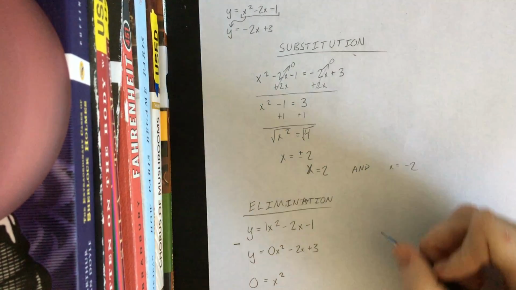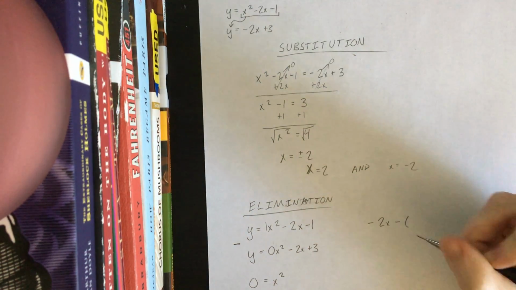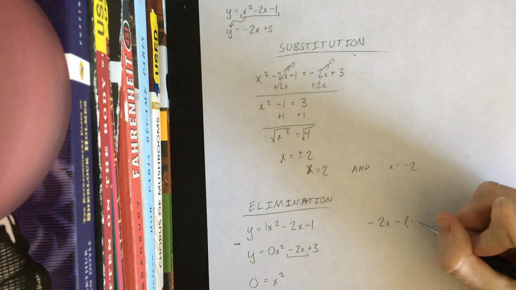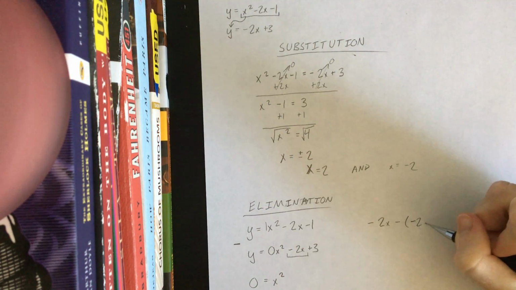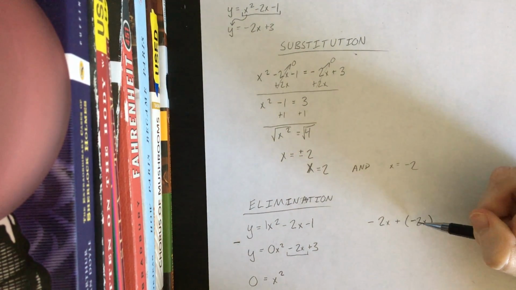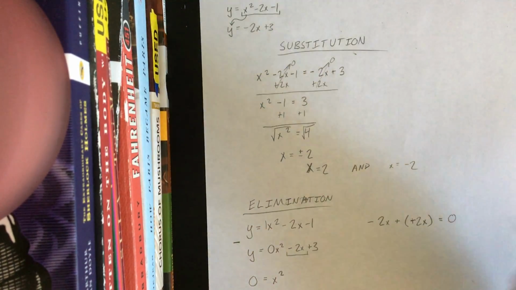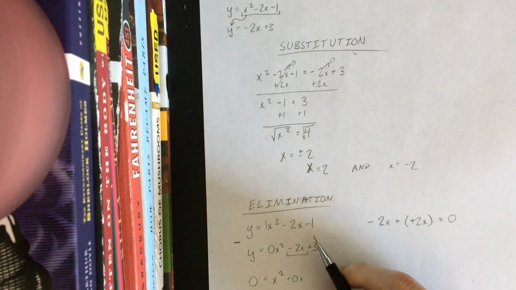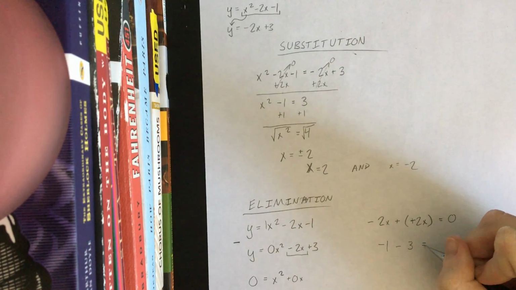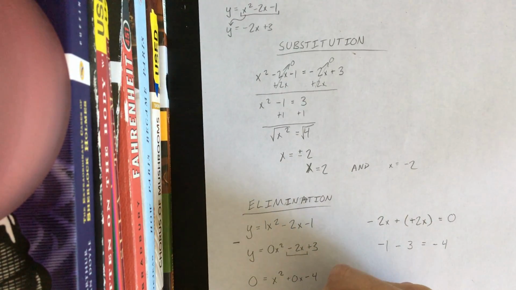Negative 2x. Here's where the minus comes in handy. Negative 2x minus, because we're subtracting, and I'm concerned with this whole term right here. So negative 2x minus 2x. What we have here is a double negative, so this is easy. Just add them together. Negative 2x plus 2x equals 0, so that goes away. Plus 0x. Then here we have negative 1 minus positive 3, which would equal negative 4. So what we end up with is 0 equals x squared minus 4.